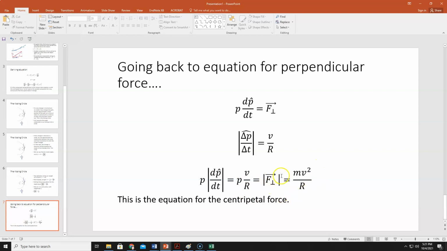And that's F perpendicular, which is, of course, our centripetal force. It's the force that points in towards the center of the circle and is the cause of the change in direction for the motion, for uniform circular motion. All right. That's the derivation of our centripetal force equation. I hope you understood that and enjoyed it, and I'll see you in class.